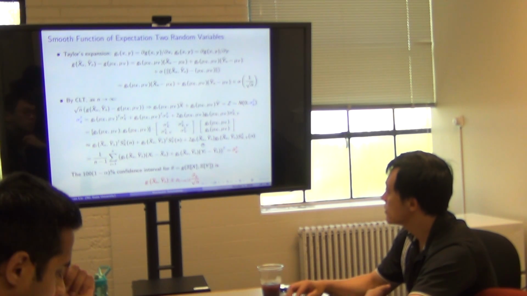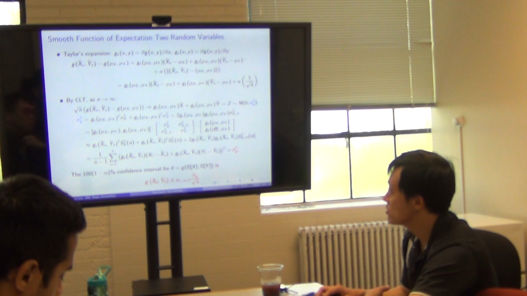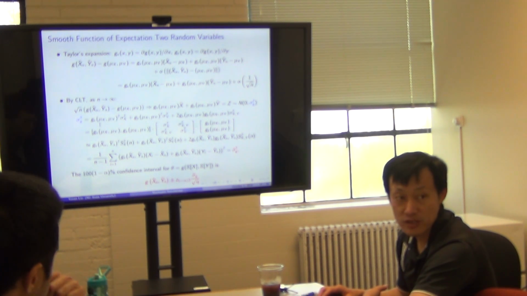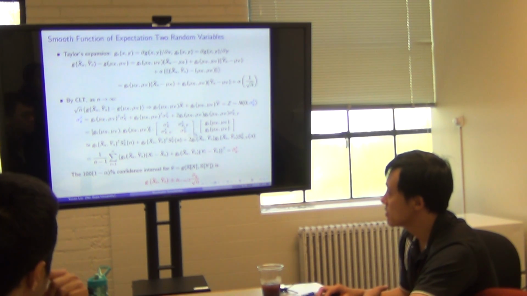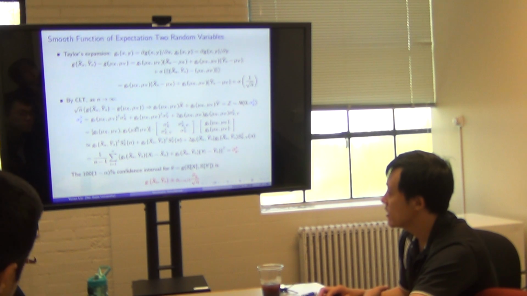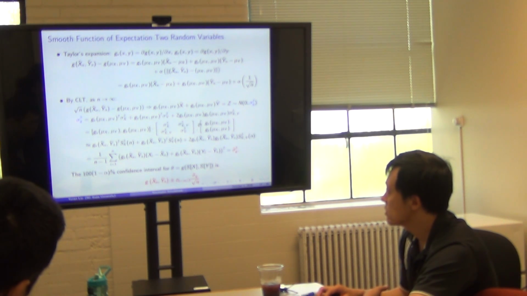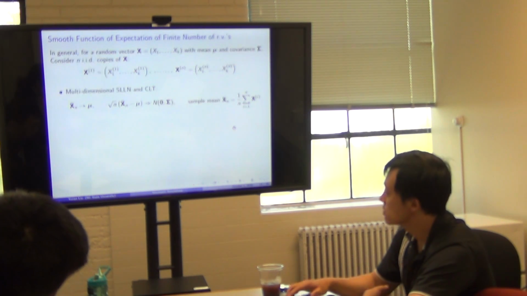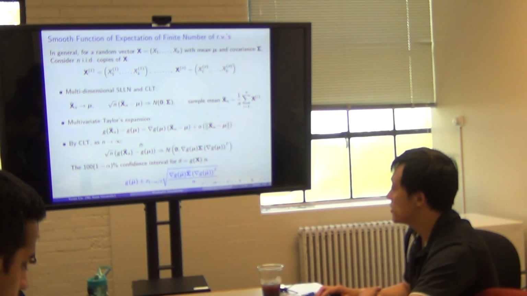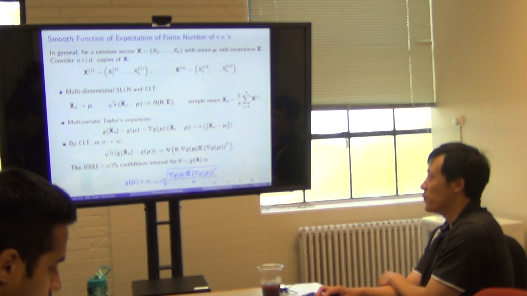Why? See this? This is a two-dimensional case. I didn't prove it. If you do this for the k dimension, you will see. Right? Gradient, covariance matrix, gradient transpose. Okay. So I didn't prove it. It's the same thing. But you don't know this mu.